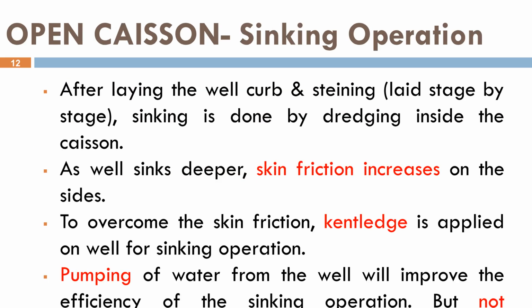The sinking process is carried out by excavating soil from inside the well. As the caisson sinks deeper, friction develops between the surrounding soil and the outer surface of the well. This friction is known as skin friction. To overcome this resistance, additional weight called kentledge is placed on the top of the well. Sometimes water is pumped out to improve sinking efficiency, but excessive dewatering is avoided during the initial stages to prevent instability.